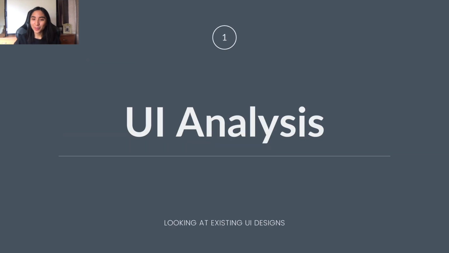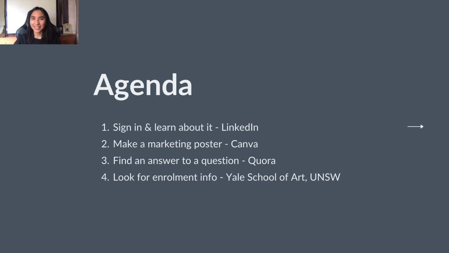So in this first part, the UI analysis, we'll be looking at 4 to 5 different websites and analyzing their UI. For each, we'll have a different goal to help assess how effective they are in allowing their users to achieve their goals. So let's get started.